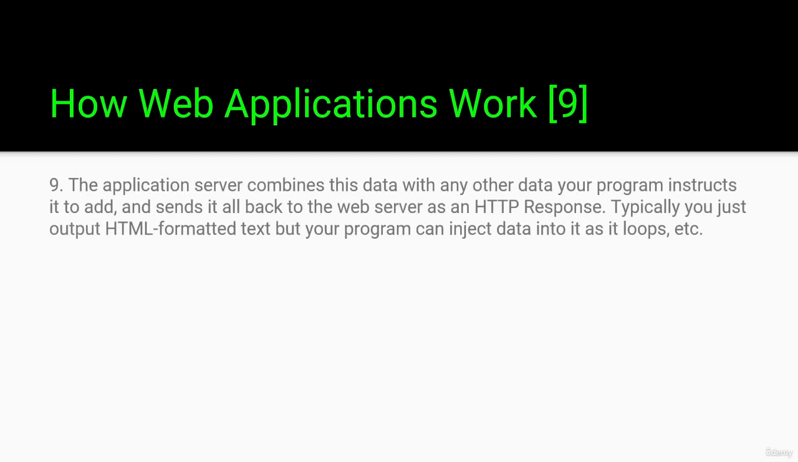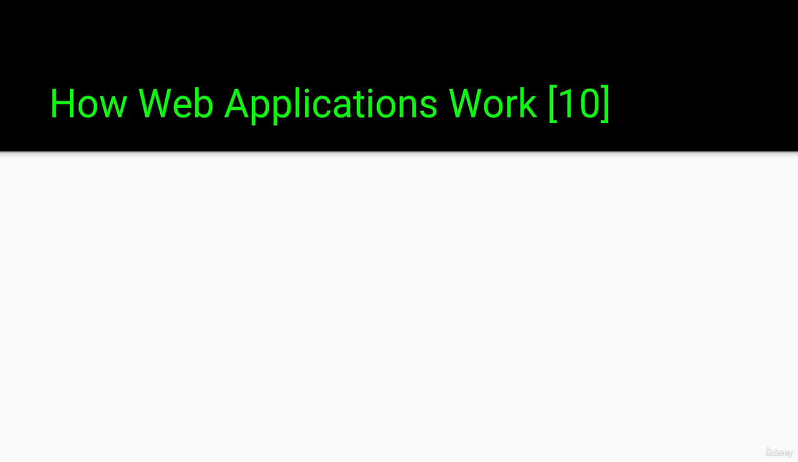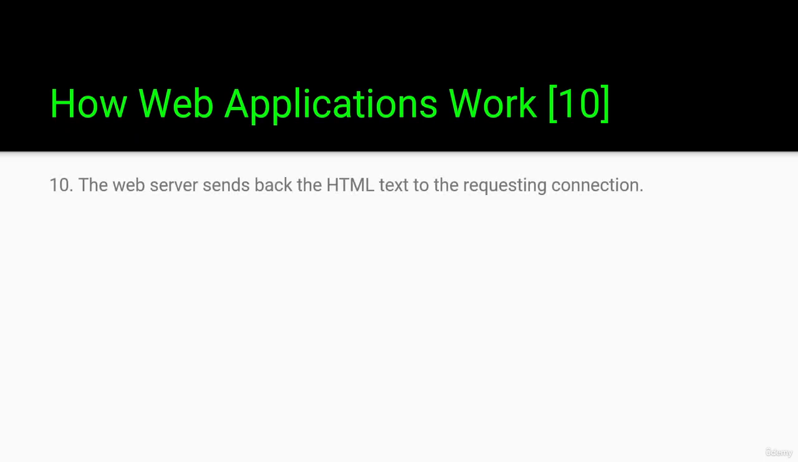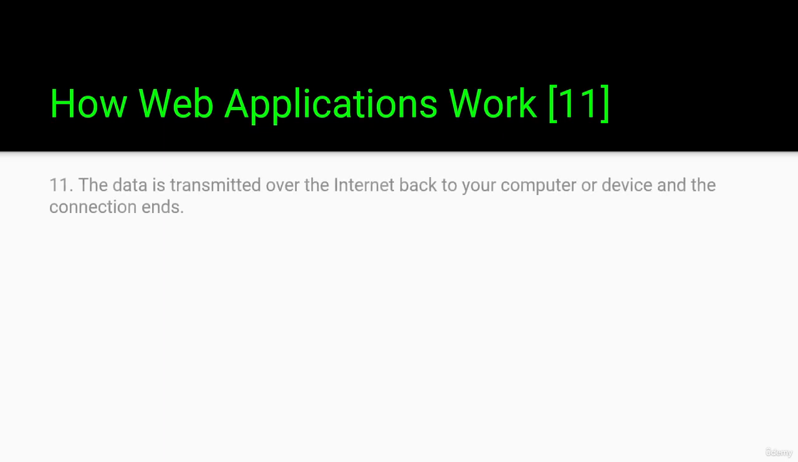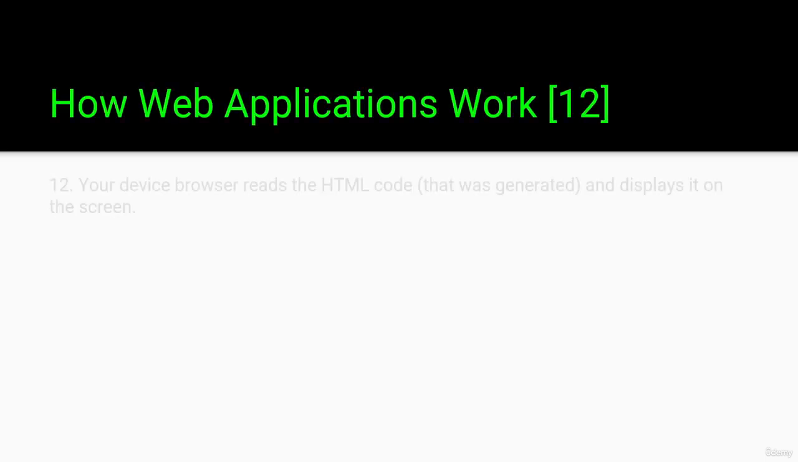In the ninth step, the application server combines this data with any other data your program instructs it to add and sends it back to the web server as an HTTP response. Typically you just output HTML formatted text, but your program can inject data into it as it loops. Now the 10th step: the web server sends the HTML text back to the requesting connection. At the 11th step, the data is transmitted over the internet back to your computer or device and the connection ends. In the 12th step, your device's browser reads the HTML code that was generated and displays it on the screen.